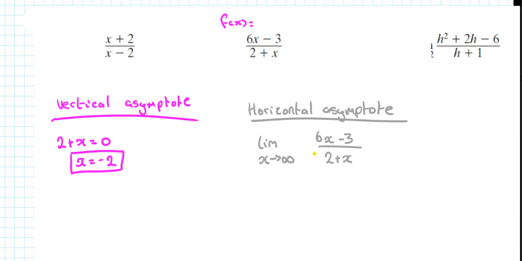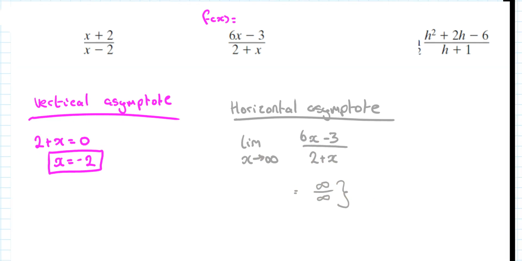Now how to deal with limits then? So the first thing you check is, can I actually sub in infinity? Well, 6 times infinity would be infinity, minus 3, so infinity minus 3 would still be infinity. 2 plus infinity would be infinity. Now if I ever get infinity over infinity, it's called indeterminate.